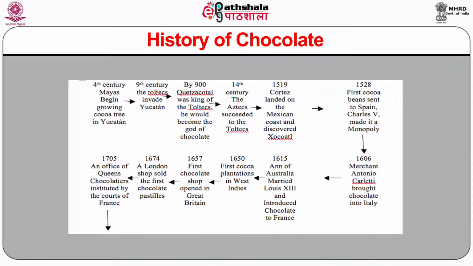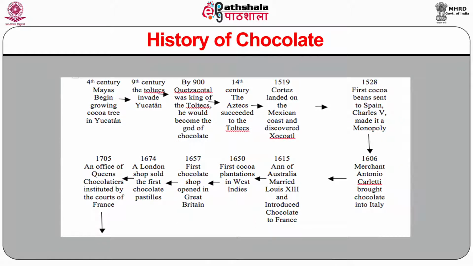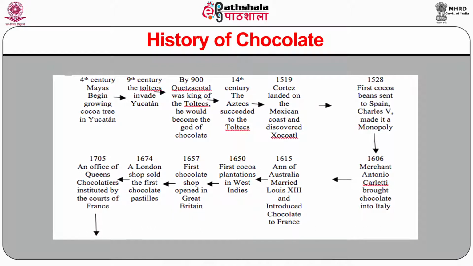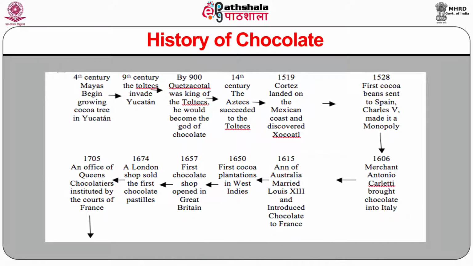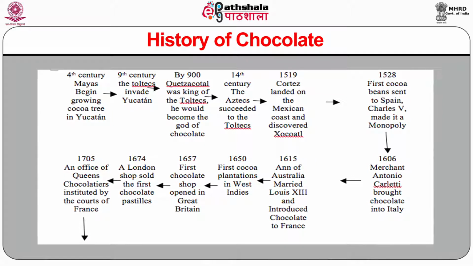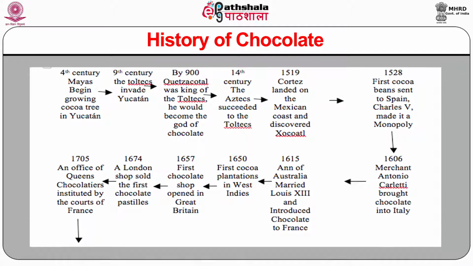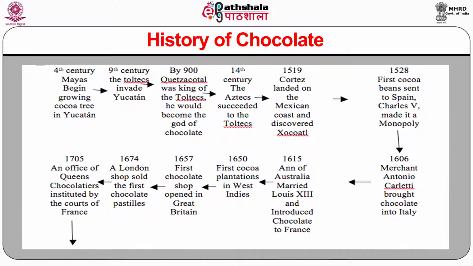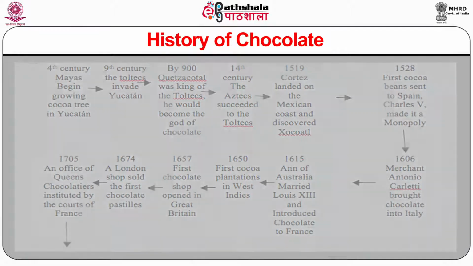Charles V made it a monopoly. 1606, merchant Antonio Carletti brought chocolate into Italy. 1615, Anne of Austria married Louis XIII and introduced chocolate to France. 1650, first cocoa plantations in West Indies. 1657, first chocolate shop opened in Great Britain. 1674, a London shop sold the first chocolate pastilles. 1705, an office of Queen's chocolatiers instituted by the courts of France.